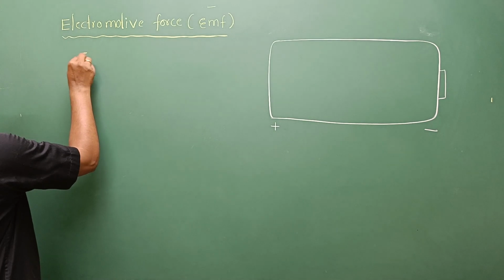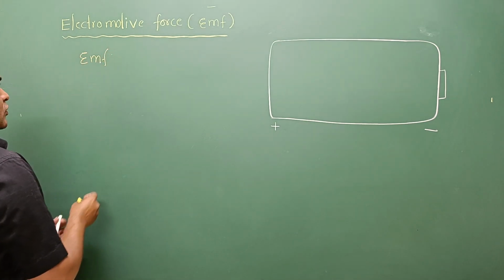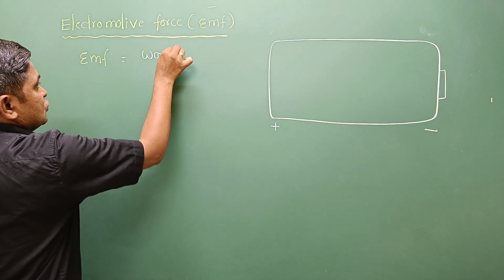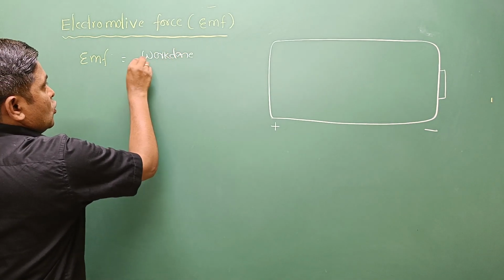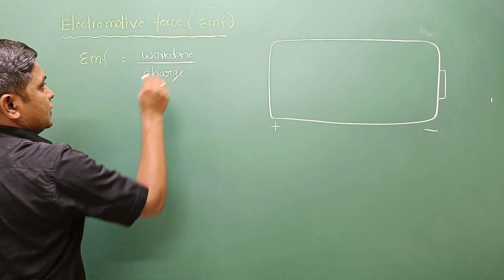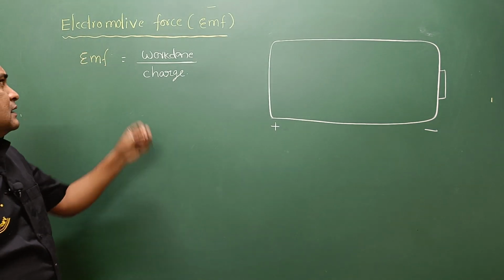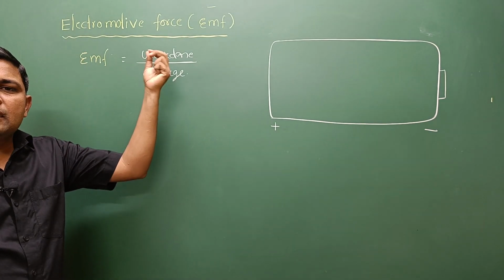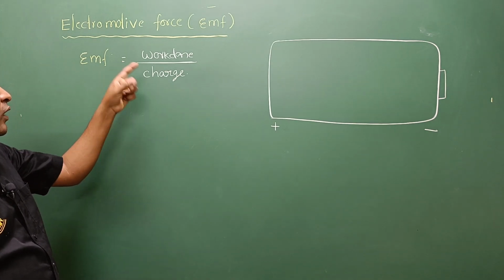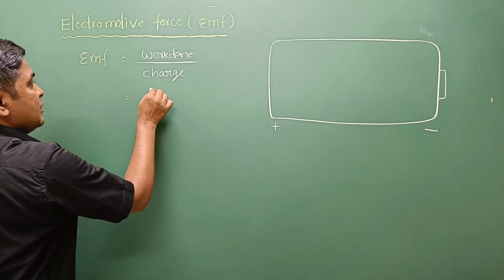Then EMF equals, that is nothing but electromotive force, that is equal to work done over charge, unit charge. We are talking about unit charge. Okay, work done, similar. You remember hearing this earlier, right? So potential difference is nothing but work done over charge, but now also it is work done over charge, but this work was done by the chemical force.